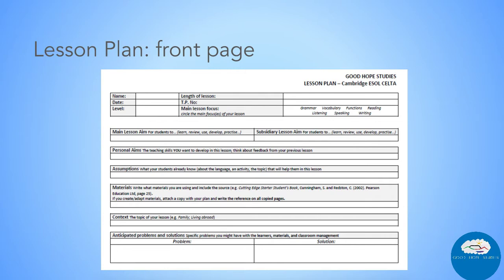TP number is your teaching practice number. So for your first lesson, you write there TP1, and then second lesson is TP2, and continue like that. And then you circle the main focus of your lesson. If you're not sure what the main focus of your lesson is, please check with your tutor, because there are several implications of this. The focus will determine which lesson framework you use, and the aims of your lesson, and so it's essential that you know the exact focus.